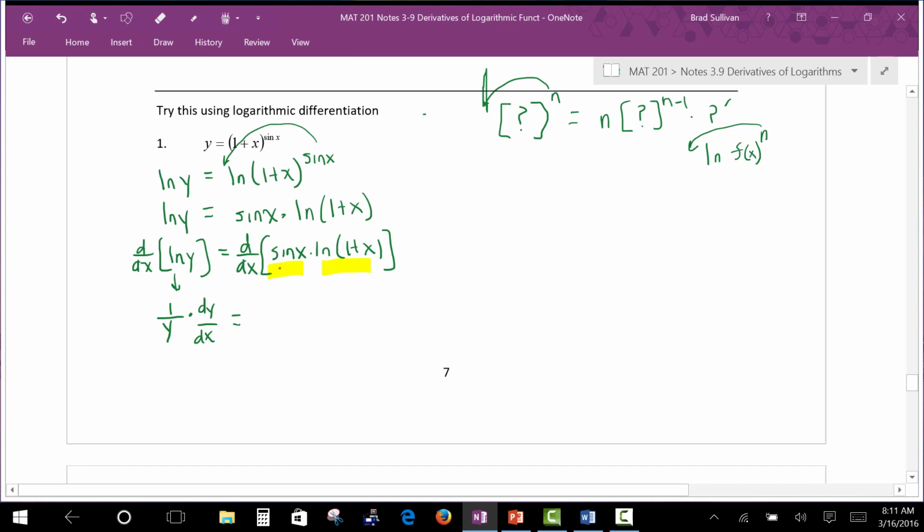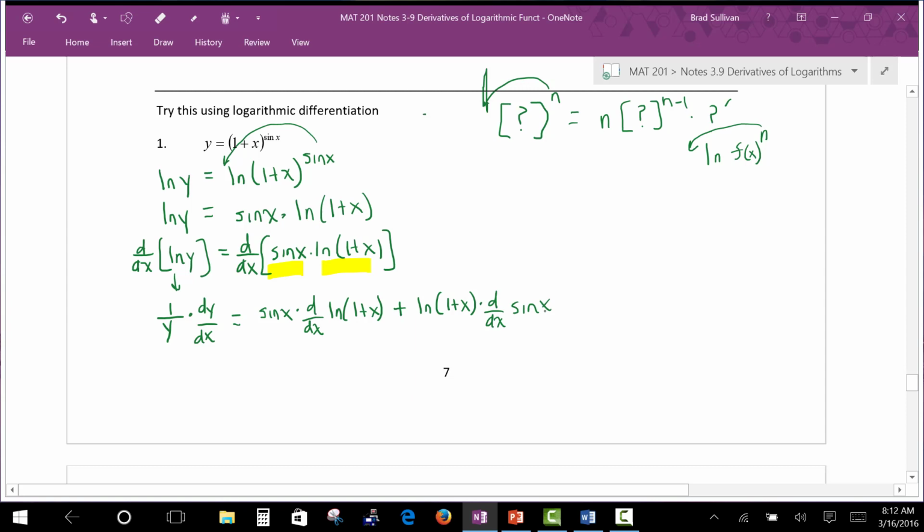So let's go ahead and do that then. We're going to do the first, which is sine x. Don't do anything with it. Then we're going to multiply by the derivative with respect to x of ln of 1 plus x, like that, plus the second, which is ln of 1 plus x, and then multiply by the derivative of the first, like that. Okay, so that's product rule.